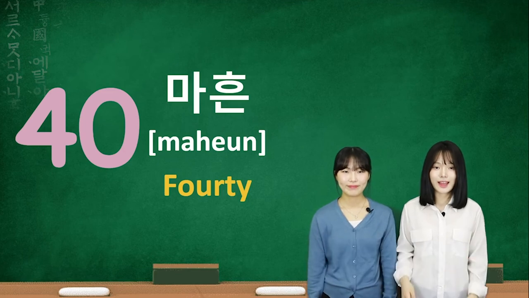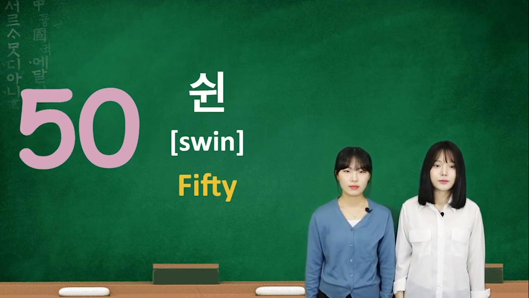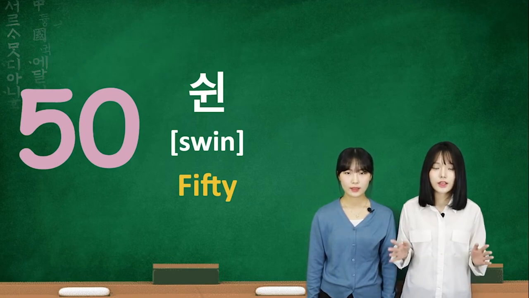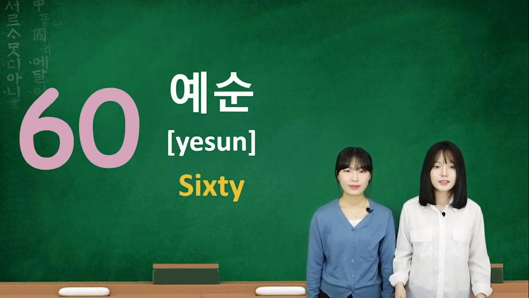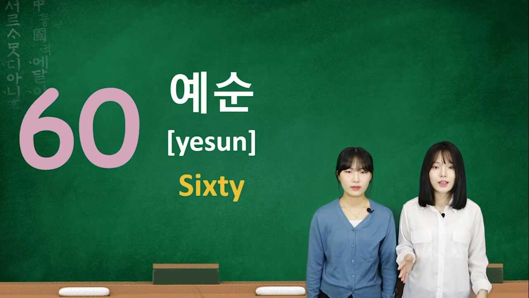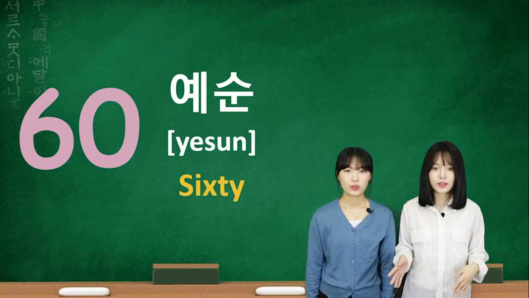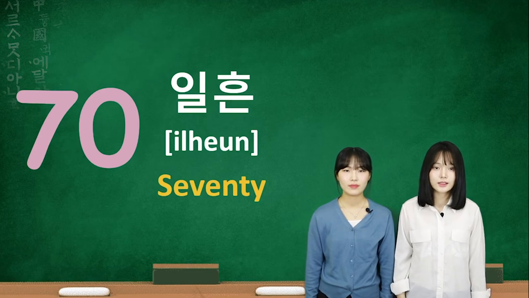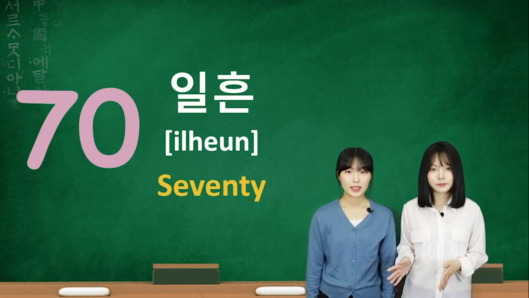Good. Next, 쉰 is 50. Repeat after me. 쉰, 쉰, 쉰. Next, 예순 is 60. Repeat after me. 예순, 예순, 예순. Next, 일흔 is 70. Repeat after me. 일흔, 일흔.